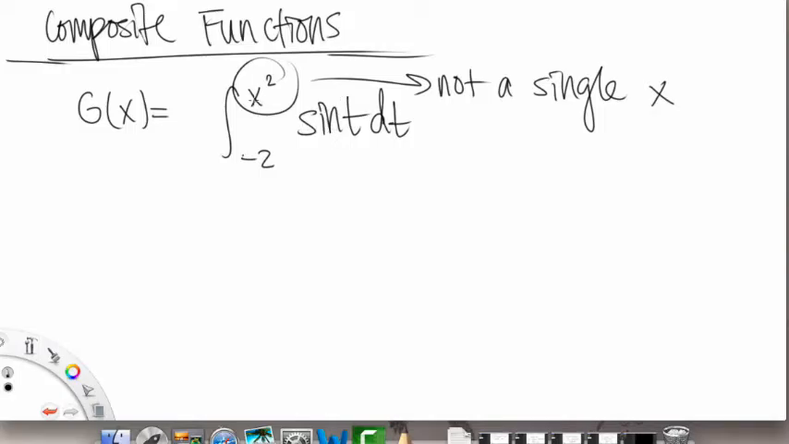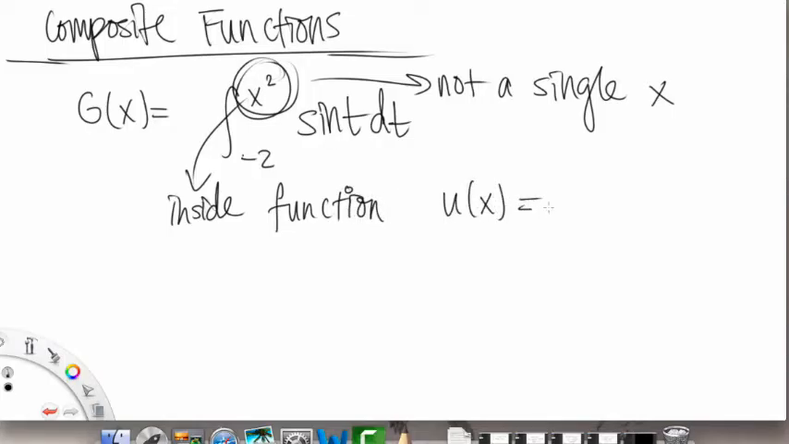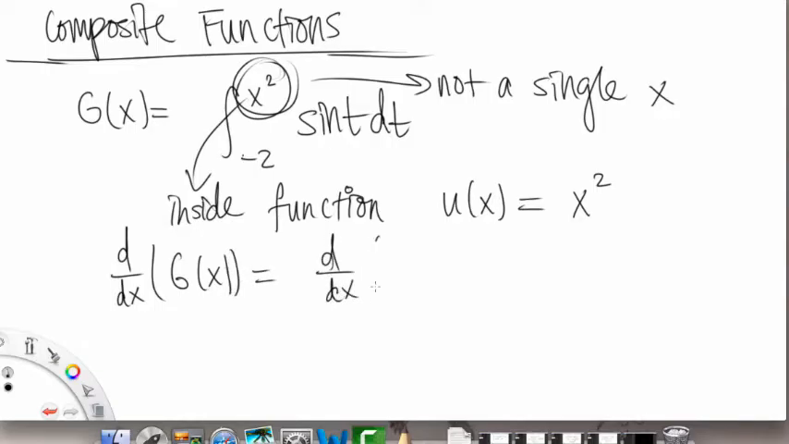What we actually do is consider this x squared like an inside function. So this is our inside function of the composite function, and usually it's called u of x. So u of x, our inside function, is x squared. What that means is when we differentiate both sides, if we d dx the left side and we d dx the right side, d dx of the integral from -2 to x squared of sine t dt, this is what goes on. This is how we're going to use the chain rule.